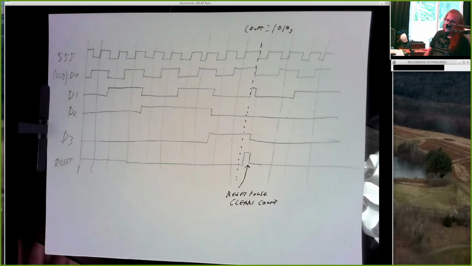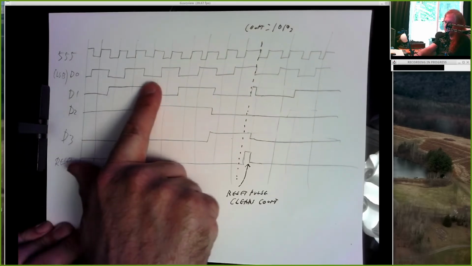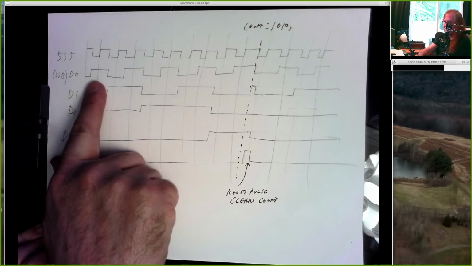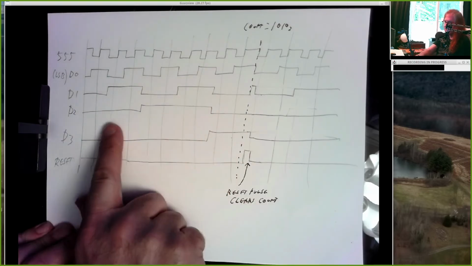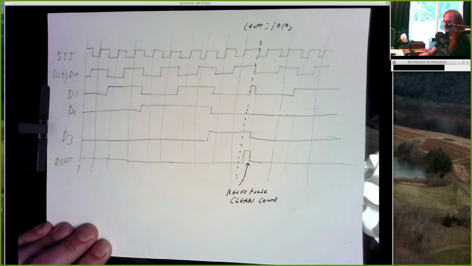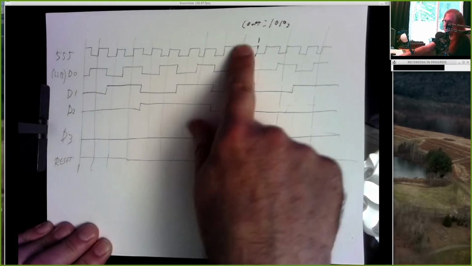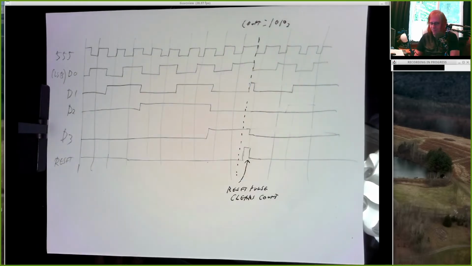We can't describe this with a truth table, because we don't even have an input, right? So truth table doesn't make sense. It's got to be a timing diagram. But this shows you, D0 is changing not as quickly as the 555, but half as quickly. D1 is changing half as quickly as D0. D2 is changing more slowly. The reset pulse comes up every 10 clock ticks, and so on and so forth.